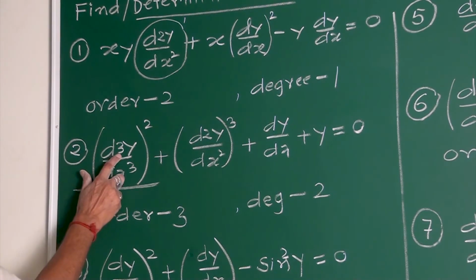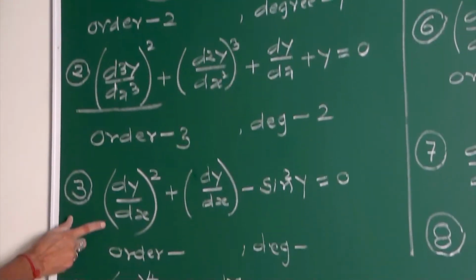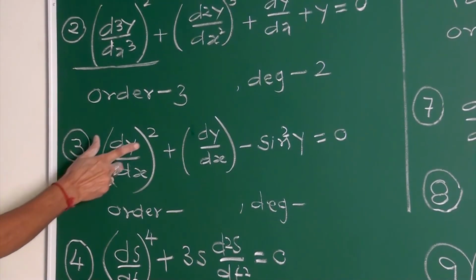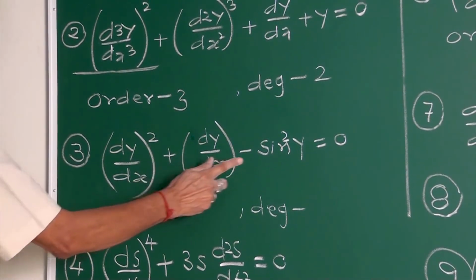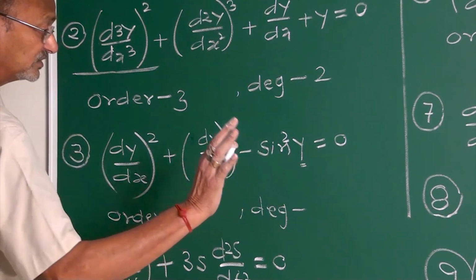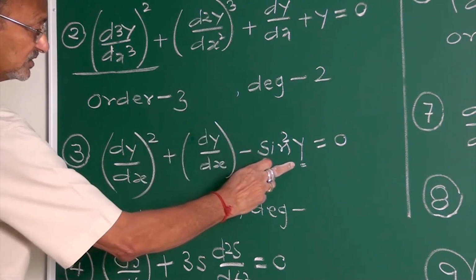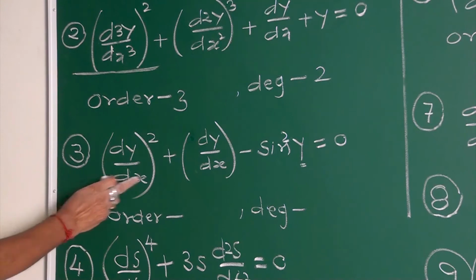For the second, order is 2, degree is 2. Order is 3, degree is 2. Next example, my friend: (dy/dx)^2 plus sin^2 y. Here the angle is theta; the angle is not a derivative. It is not a derivative.